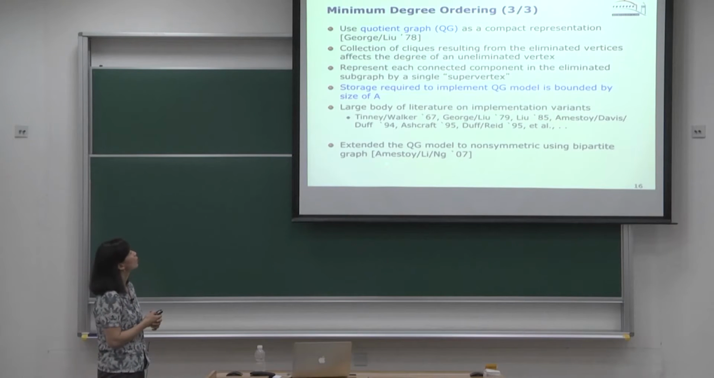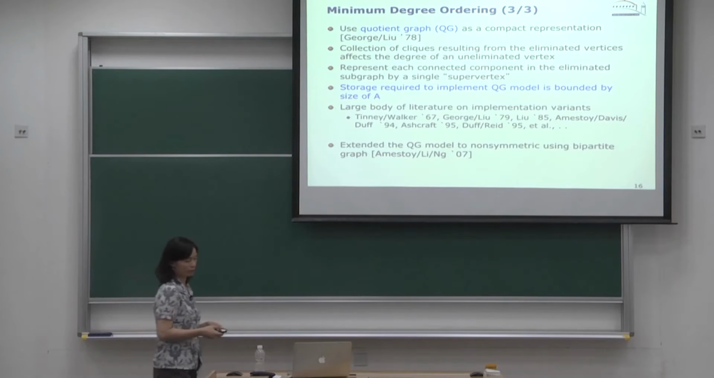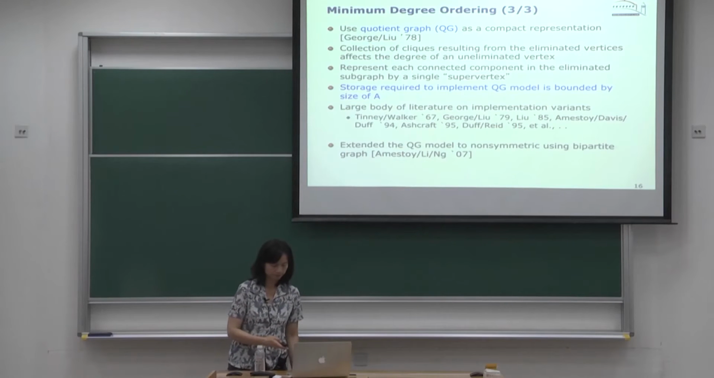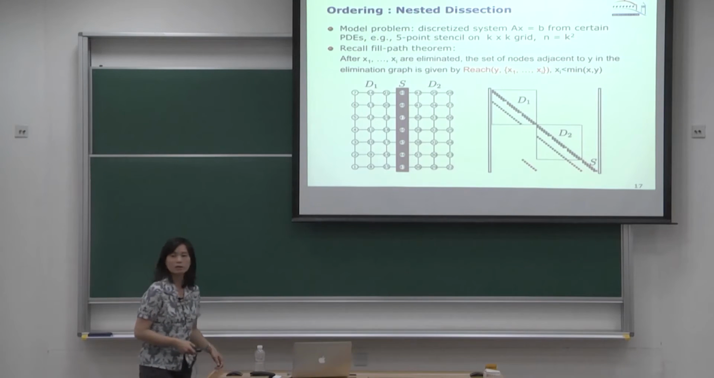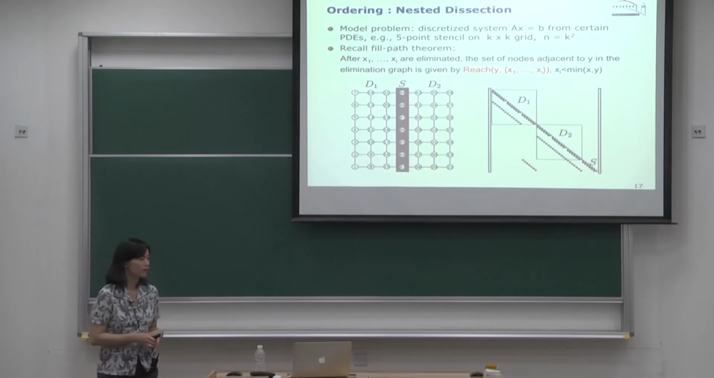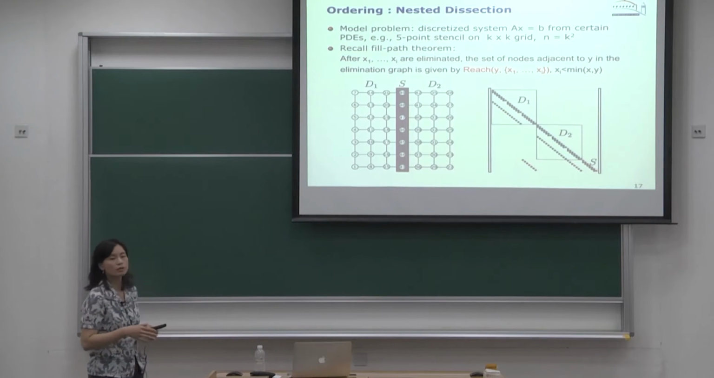A few years ago, several of us extended this quotient graph model to the non-symmetric bipartite graph, which I'll mention briefly later. Okay, so that's the first class of algorithm. The first class is a local greedy approach, and there's no guarantee about the global quality of the ordering. The second class is called nested dissection, and it's generalized to graph partitioning.